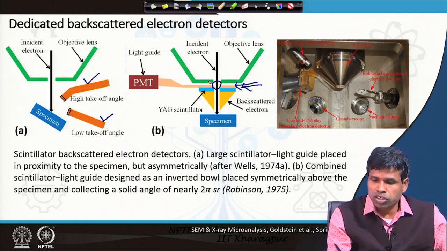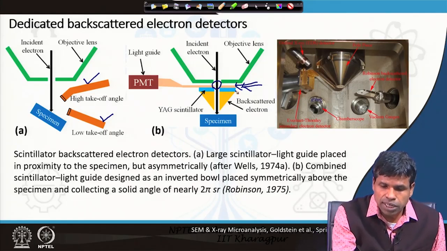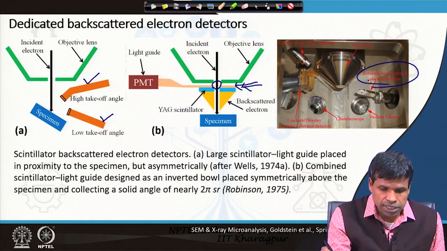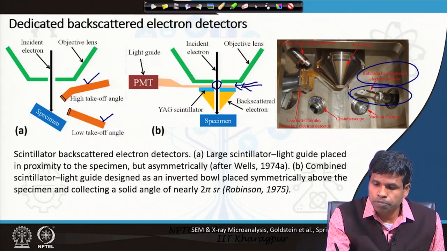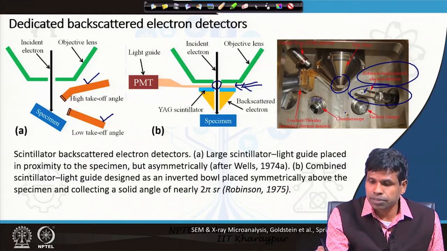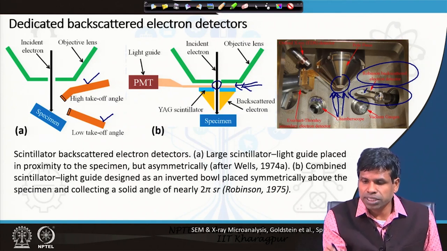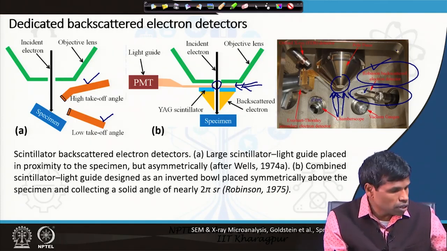So, in present day microscopes, the backscattered detector is mostly placed below the objective lens, and you can see this in the photograph. This is the backscattered detector. The scintillator and light guide are of the same material. It is designed to be placed just below the objective lens. This is our objective lens, and as you see, in the middle there is a hole through which the electron beam passes and strikes the specimen. When backscattered electrons emerge from the specimen in the upward direction, they are collected by this backscattered detector. It is called the Robinson backscattered detector, after the scientist who developed it.